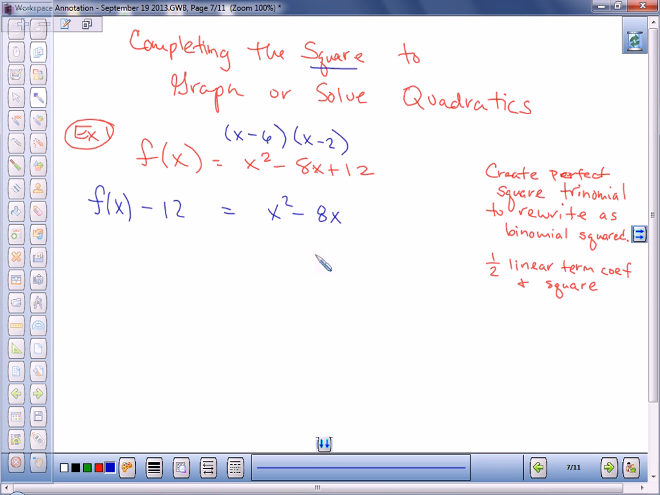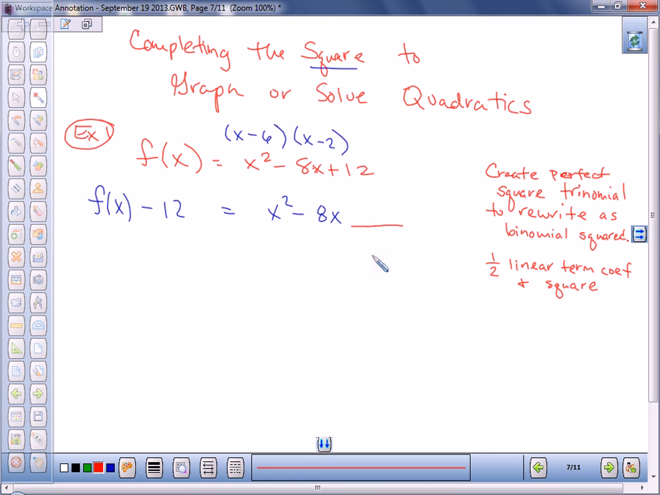Okay, when we were factoring, we did some of these problems for homework. What would I have to add right here to turn this into a perfect square trinomial? This is a perfect square. What would I have to add right here to make it a perfect square trinomial? Can anybody tell me?